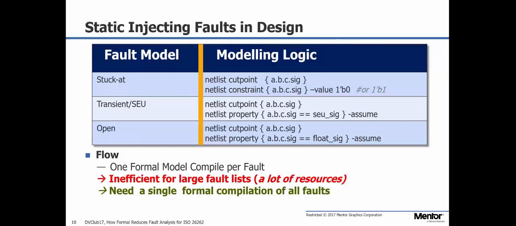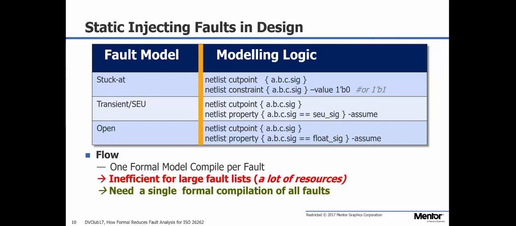It's not efficient at all, and what you actually need is the possibility to run Formel compile for all faults at once. And then later you can run the verification steps for all faults if you want, or for different faults. This is done in Questa Formal using what we call conditional cut points.